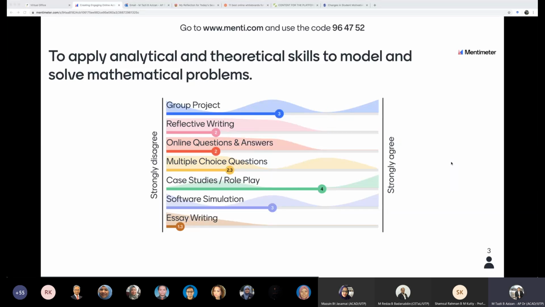Okay, 2 responded so far. So we want to make sure that the students are able to apply analytical and theoretical skills to model and solve mathematical problems. So what kind of assessments do you think is suitable here?